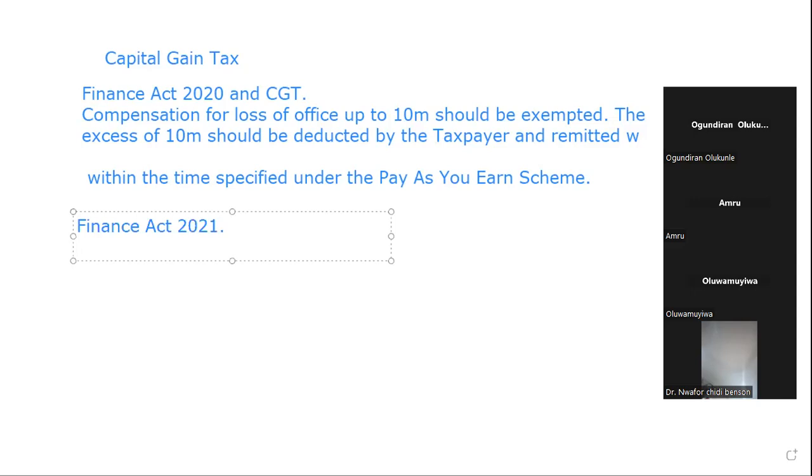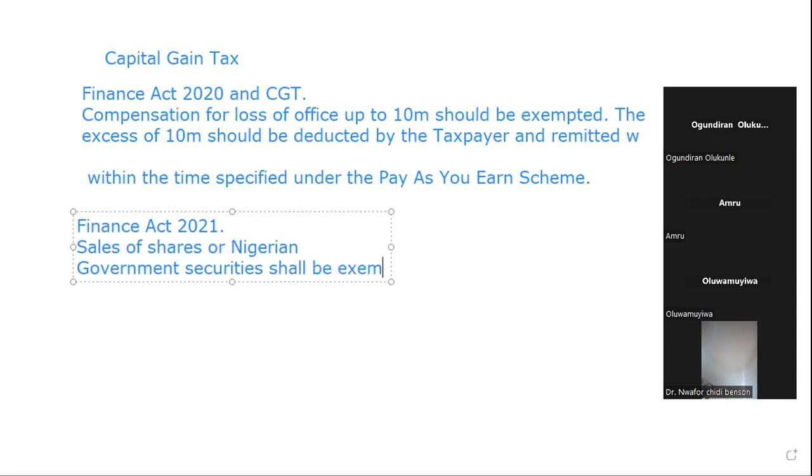The effect of Finance Act 2021 is that sales of shares or Nigerian government securities, that's specifically for Nigerian government now. That's either Nigerian government shares or Nigerian government securities, shall be exempted from capital gain tax.